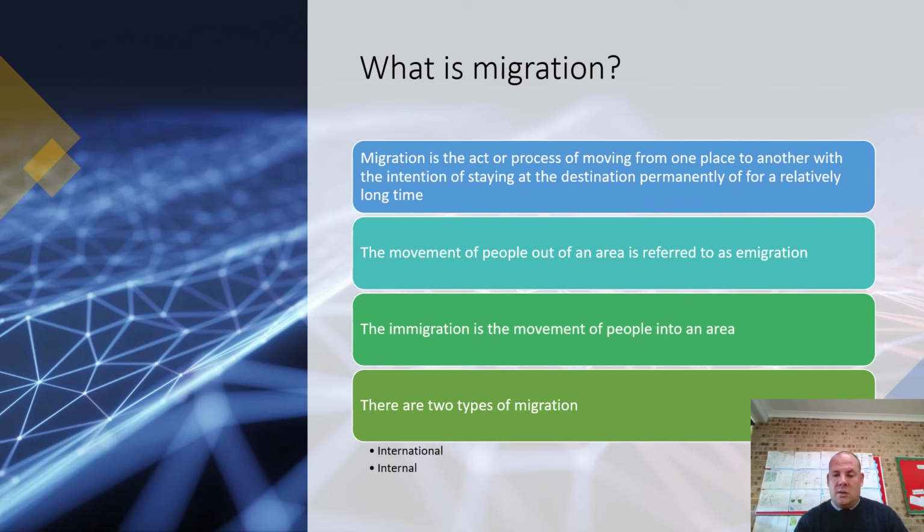And what we're going to do in the next few lessons is talk about those different types of migration and where people move from and to, and look at the reasons behind that. So what we've looked at today is what population movement is. It's migration, immigration, and we know that we're going to be focusing on migration and that there's two types, international and internal. In the next few lessons, we're going to look at that in more detail.